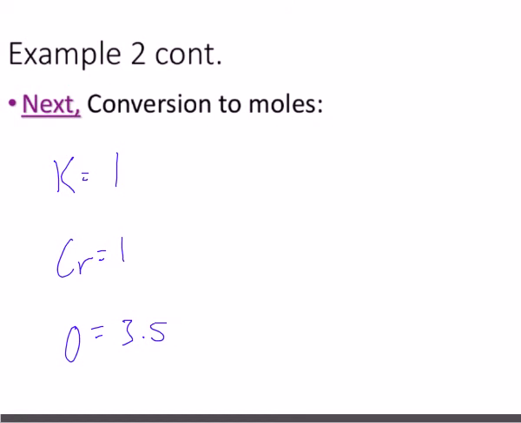Okay? So what's going to be the easiest way to get 3.5 to a whole number? Multiply by, like Tony said, 2. But if we multiply this by 2, we have to multiply all of them by that same number. So times 2, times 2. So we get 2, 2, and 7. So what's my formula going to be?